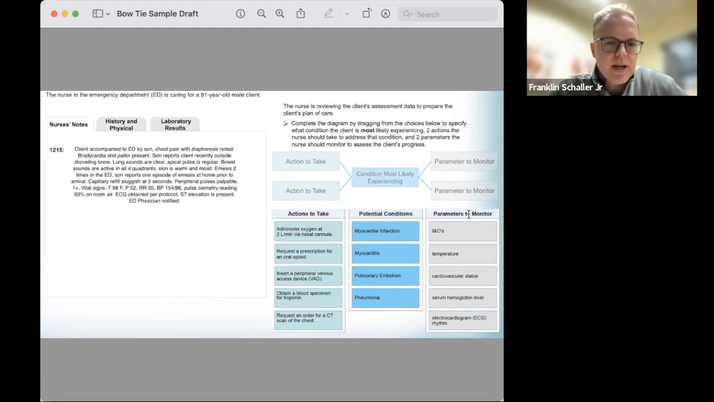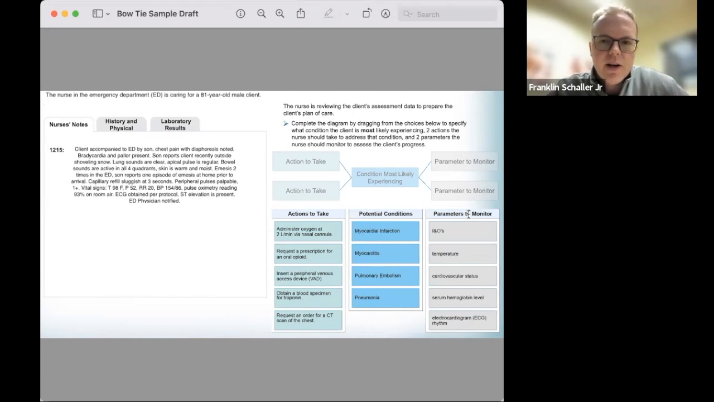Vital signs: temp 98 Fahrenheit, pulse 52, respiratory rate 20, blood pressure 154/86, pulse oximetry reading 93% on room air. An electrocardiogram was obtained per protocol and ST elevation is present. The ED physician was notified. So that's the left-hand side of this bow tie item type. On the right-hand side, it states the nurse is reviewing the client's assessment data to prepare the client's plan of care. And then it gives you directions on how to complete this item type.